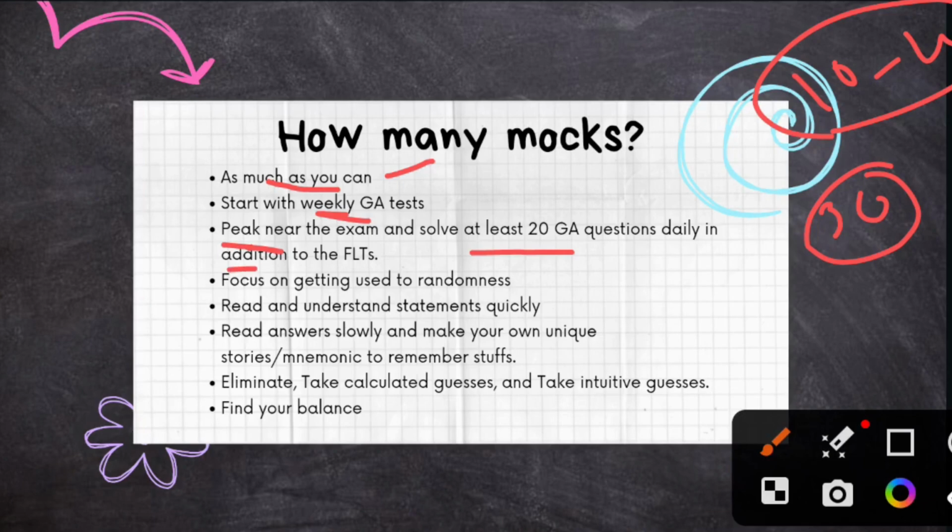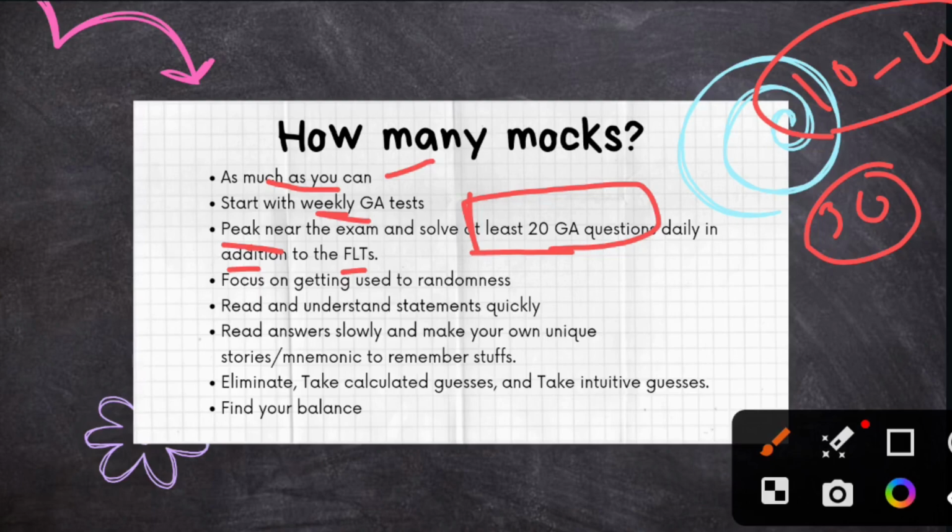You can start with weekly GA tests, and gradually, as you become confident, you can go on to monthly ones. In the last 3 to 4 months, you have to peak near the exam, and you have to solve at least 20 questions daily in addition to the full length test. Like I said, the full length test you will not be doing every day. Maybe weekly, maybe every 15 days. But GA you have to solve every day.